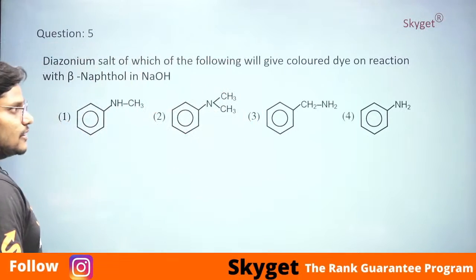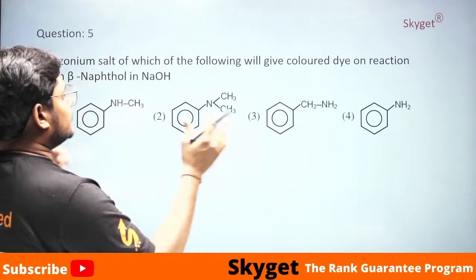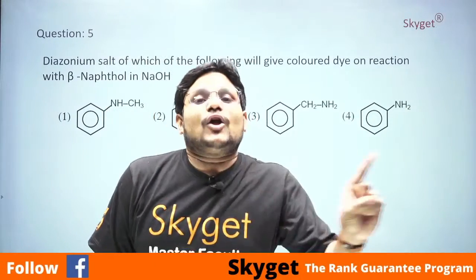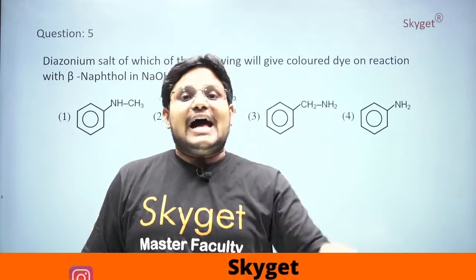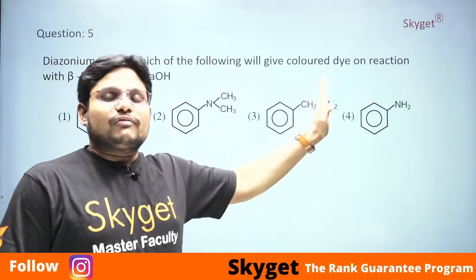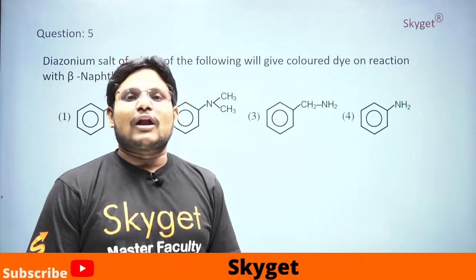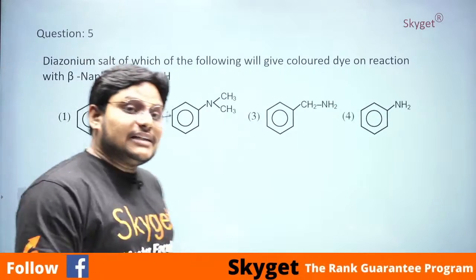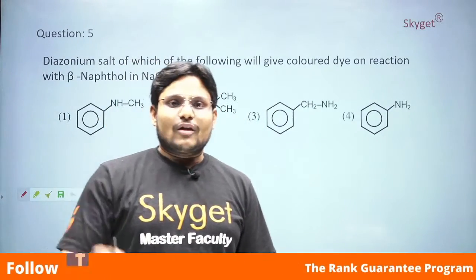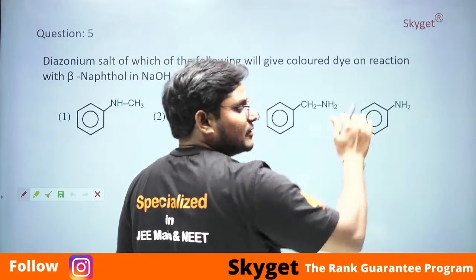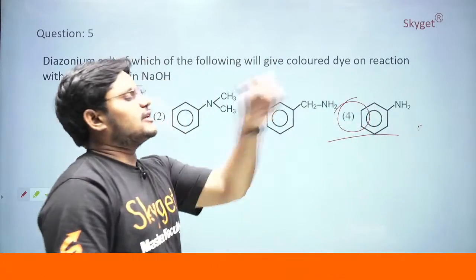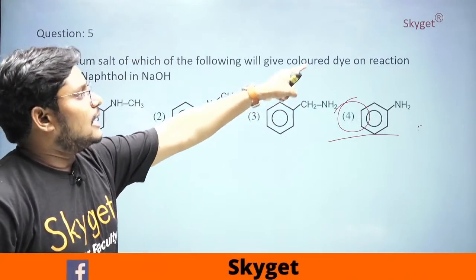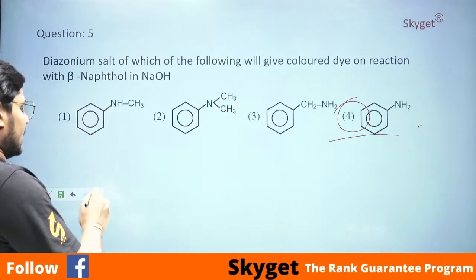What is the answer? Yes, students. If you observe, in the previous question we discussed that aryl amines cannot undergo Gabriel phthalimide synthesis, whereas in this question, the compound that can form the dye is aryl amine only. Option 4 is correct, students. See the type of questions they are asking you. See the strategies they are playing with you. Okay, students. In the previous example we neglected this, now we are focusing on this aryl amine. Why? Because aryl amine is the compound that can form a colored dye on reaction with beta naphthol in NaOH, students.